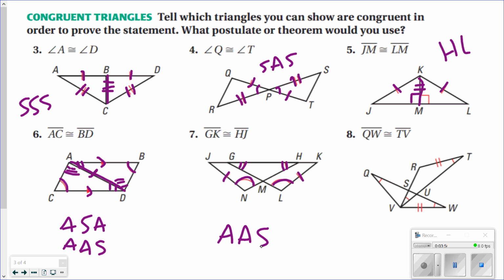And then finally, I see that this side is congruent to this side. This angle is congruent to this angle. This angle is congruent to this angle, which means I now have enough information. So which postulate would work here? And it's angle, angle, side.